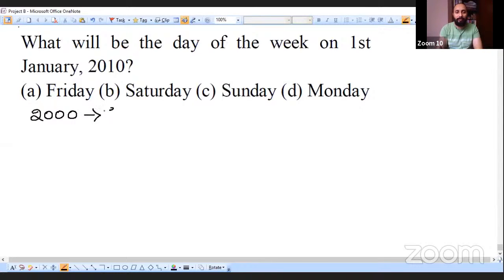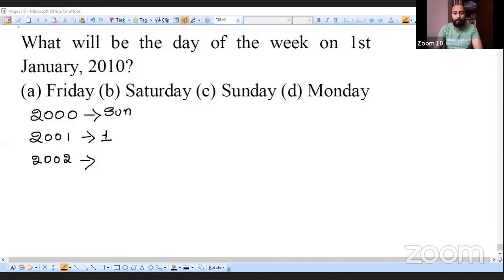It can be Sunday. So 2001. There will be one extra day, one odd day. So can it be Monday? Yes, Monday. Okay. Then 2002. Let's go on, doing the odd days. How many odd days will come? One odd day will come. So in 2002, how many odd days will come? One odd day. Right?